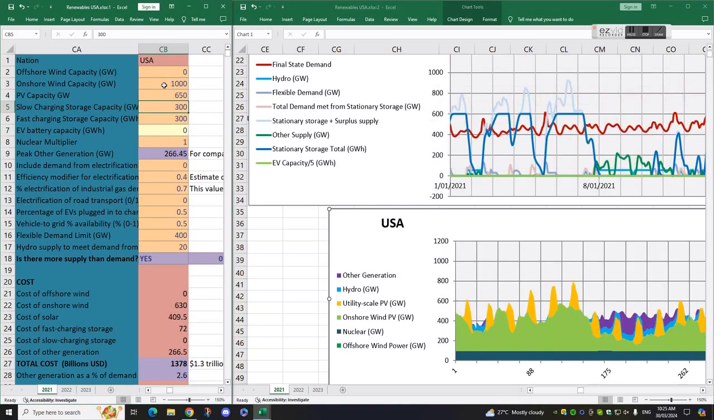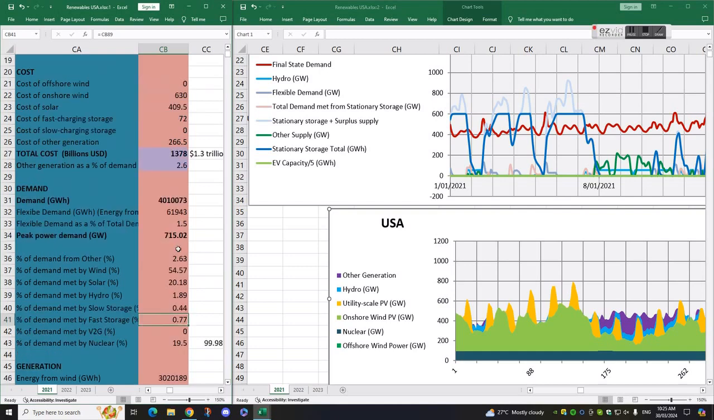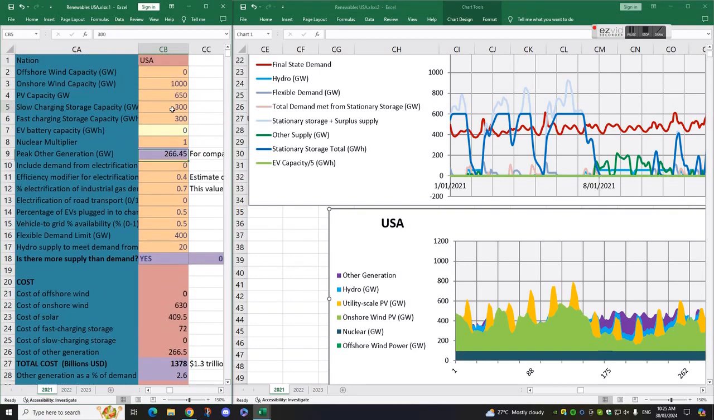Okay, so now we can see the graphs have changed. We can see that the outputs down here have changed. Previously it was 56% from other sources, now it's down to 2.6%. The wind was 11.5%, now it's up to 54.5%. The solar was 4%, now it's up to 20%. Nuclear has remained the same because they haven't changed the amount of nuclear generation on the grid. We can also see there's now some power, small amounts of power coming from the storages. I have the storage amounts up here, I'll discuss them more in a moment.